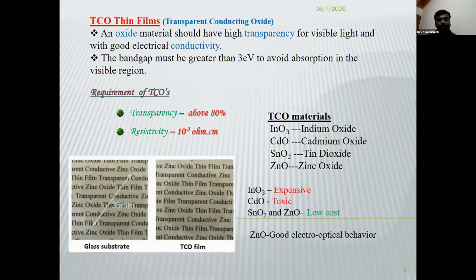These are the two images before coating and after coating. The left side one is the glass substrate, and the right side one is the TCO after preparing the thin film. Both actually look the same, so it can be called a transparent conducting oxide material.